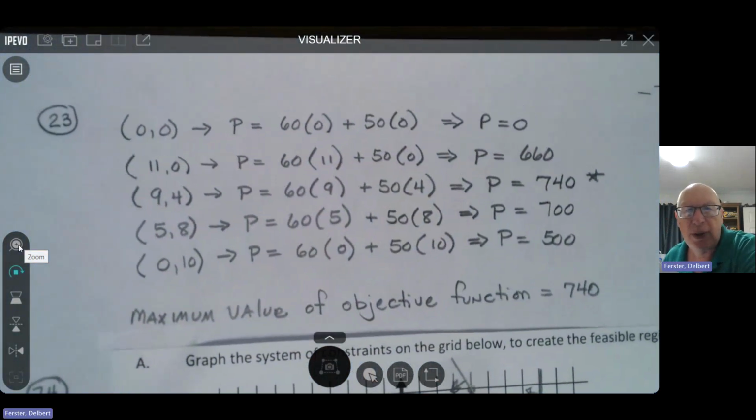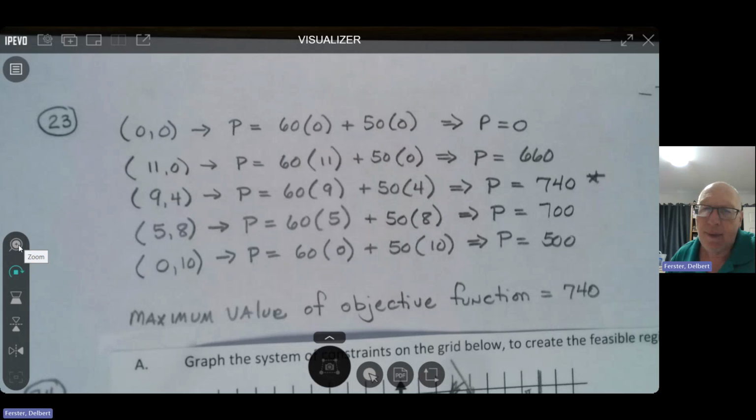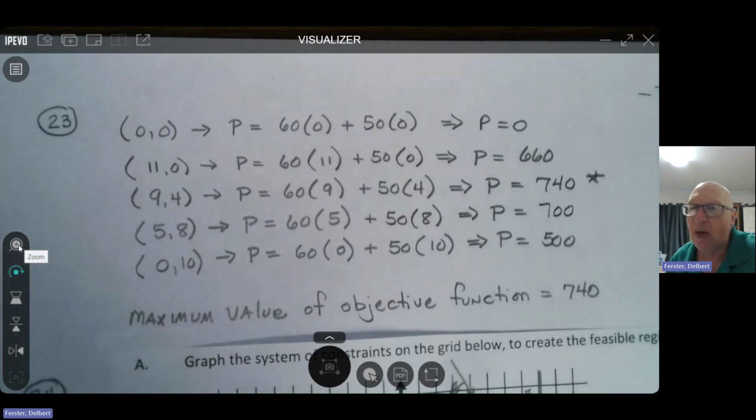On the visualizer, 23. Again, part of the notion of linear programming. So in this case, Fred's already done the work and he's found the vertex locations for his feasible region. And they're listed as you see them: (0, 0), (11, 0), (9, 4), (5, 8), and (0, 10). And his objective function is given as 60x plus 50y, and the objective function is labeled as P equals, so maybe P for profit. All right, and the question says, determine the maximum value of this objective function.